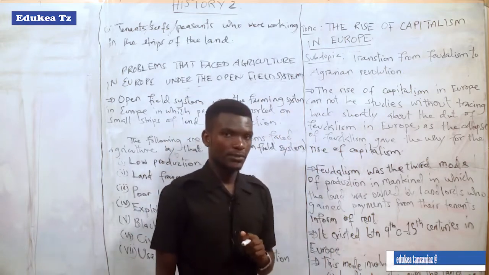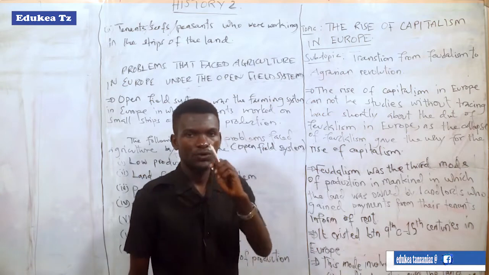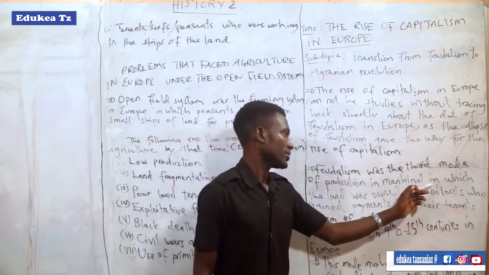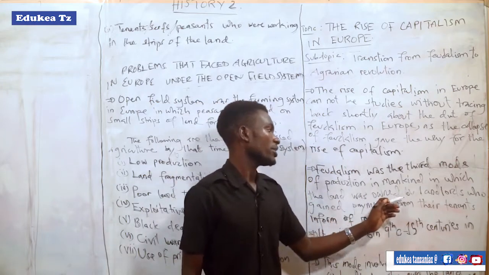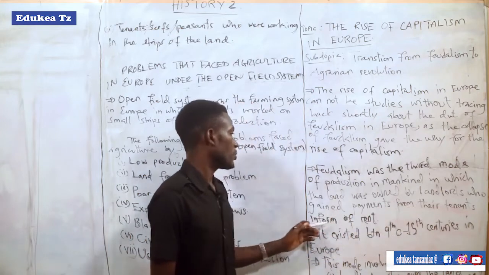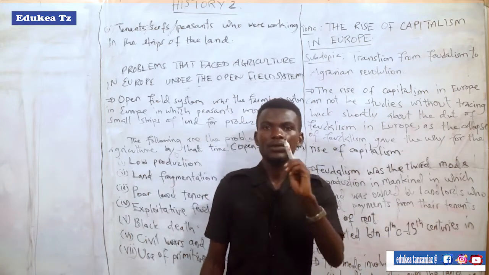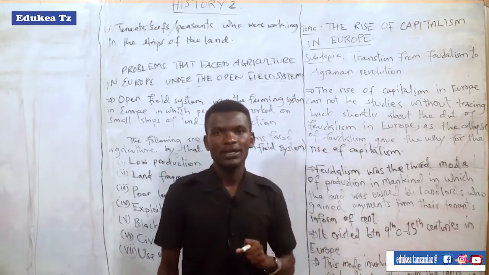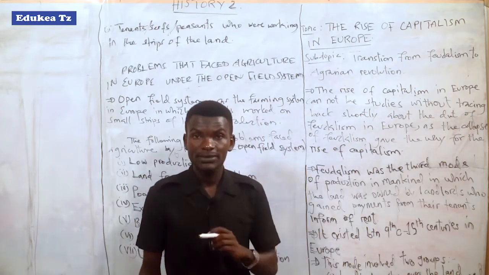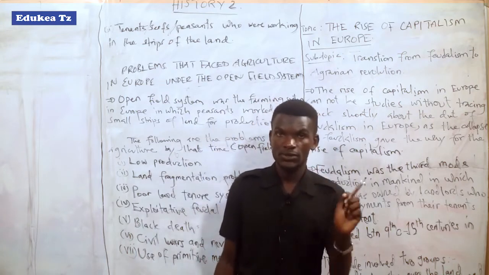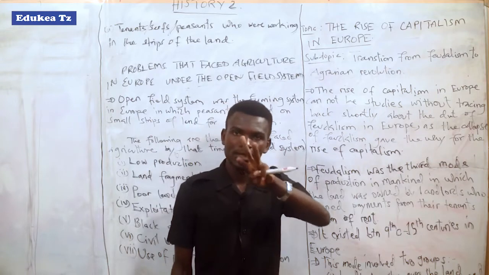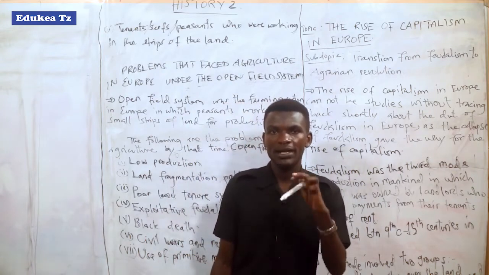So what is feudalism? First of all, we have to know the definition of feudalism. Feudalism was the third mode of production in mankind, in which the land was owned by the landlords, who gained payments from their tenants in form of rents. It means the land was owned by the landlords, who gained payments from their tenants or serfs or peasants in form of rent. And there were 3 rents: rent in kind, money, and labor.